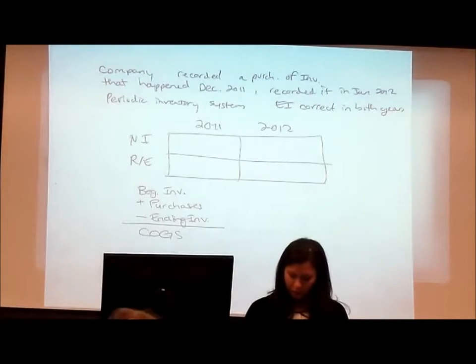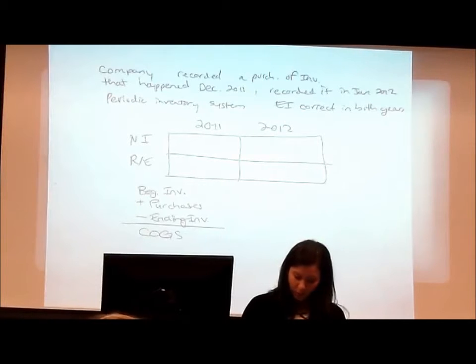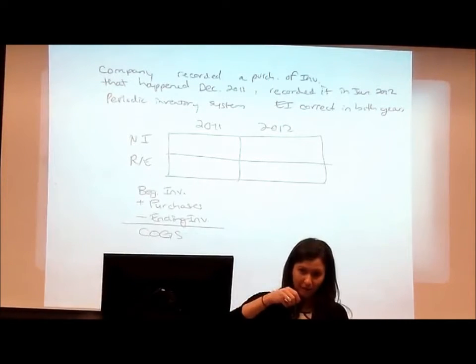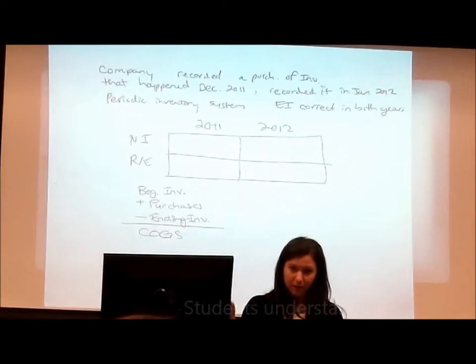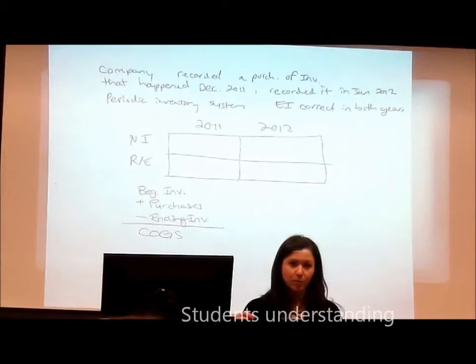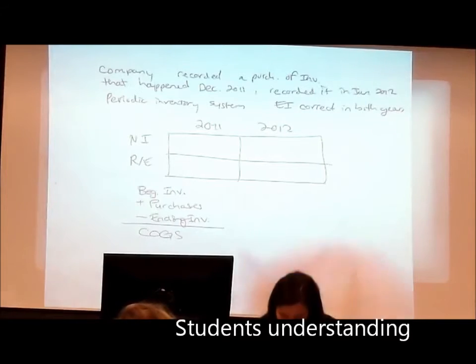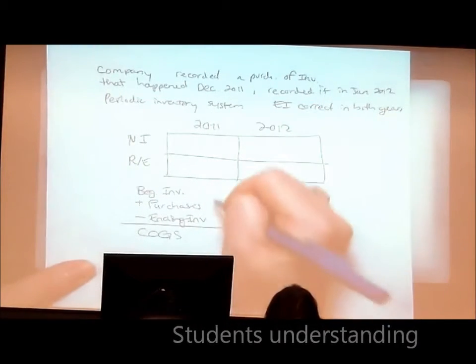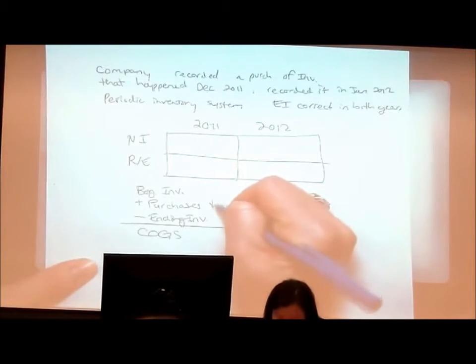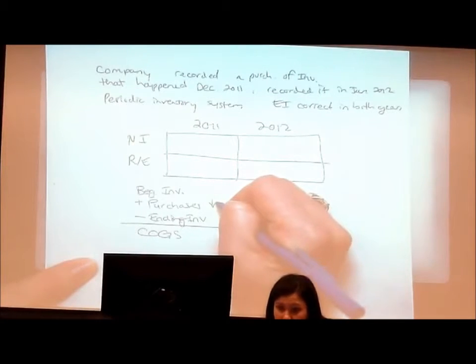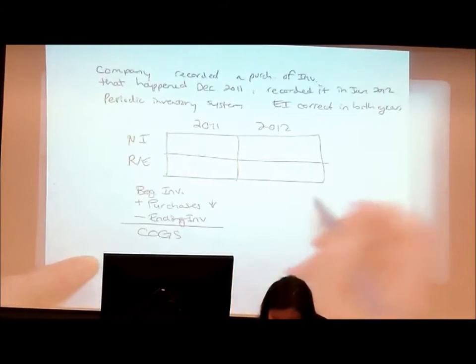Now, if I told you that they didn't record the purchase in December and instead they recorded it in January, do you have too few or too much purchases in 2011? Too few. Okay, so I'm going to put a down arrow meaning too few, understated, whatever.